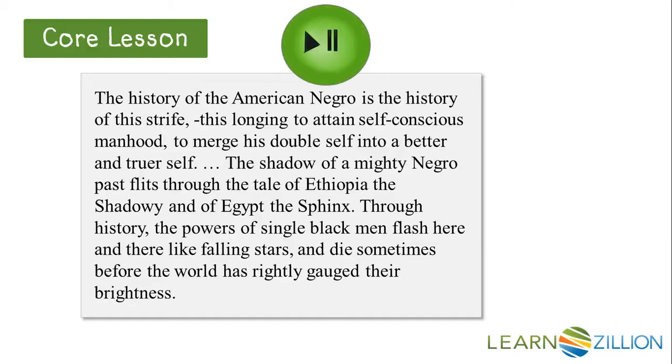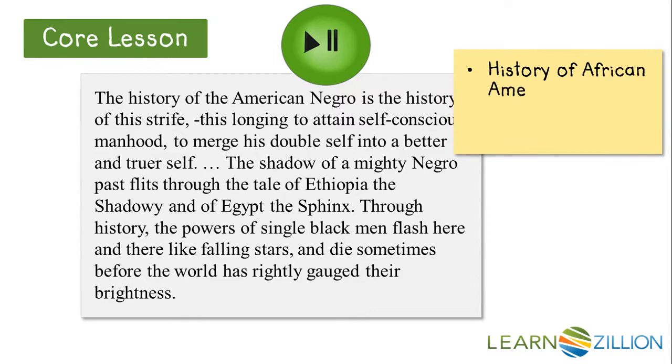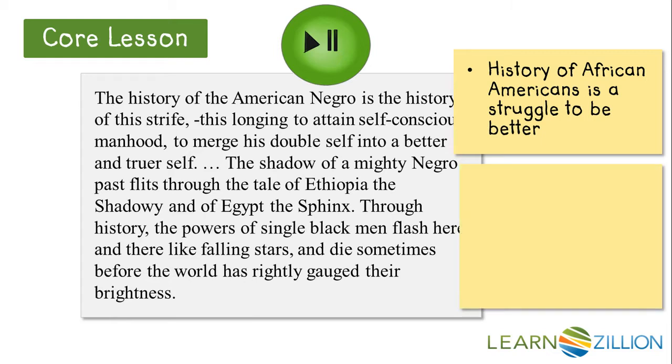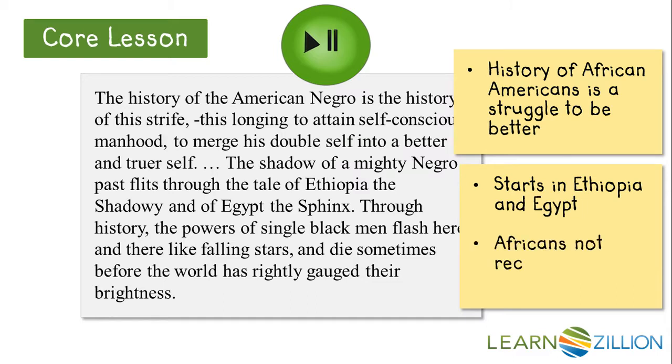So let's pause here and think about what the text is telling us about this particular time in history. We see that first it's looking overall at the history of the American Negro, the history of African Americans, which is the struggle to be better, the struggle of this strife. And then in the second section, Du Bois points out that this starts in Ethiopia and Egypt, and that Africans were not recognized for their power.